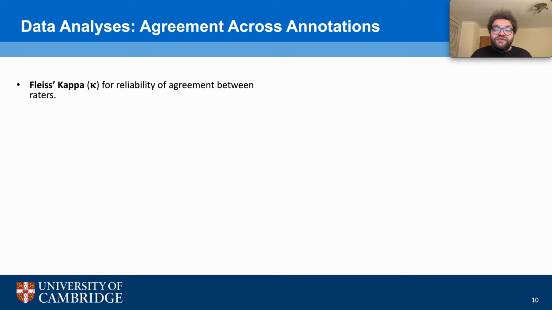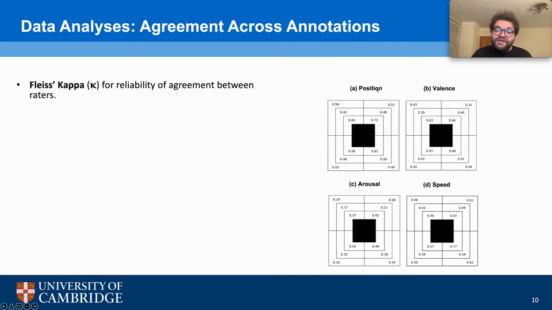Having collected these ratings, it is important to evaluate how reliable these ratings might be. For this, we compute the Fleiss kappa to measure the reliability of agreement between participants on these ratings. We split the grid into quadrants and compute these values for different regions within these quadrants. Overall, we see a moderate agreement between participants across different ratings.